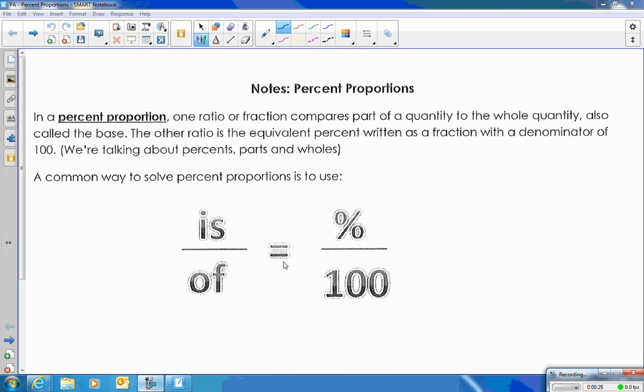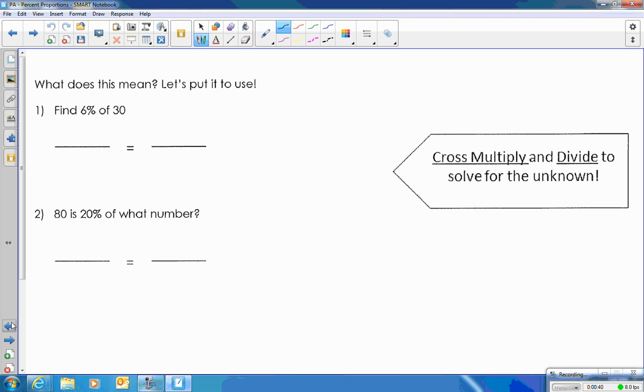Some people use this little memory trick to set up our proportion. The "is" is on the top part and the "of" is on the bottom part. And then percents always go over 100. To see what we mean, we look at a problem. It says find 6% of 30.